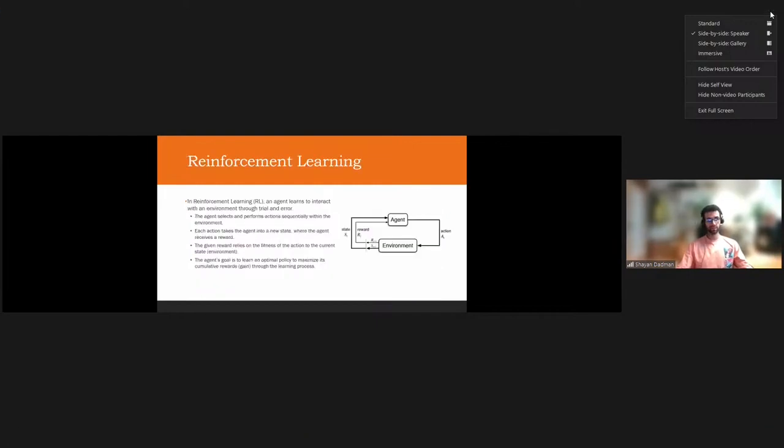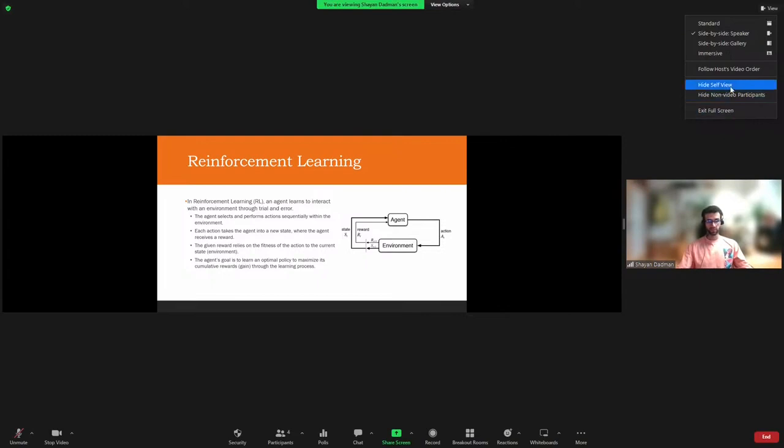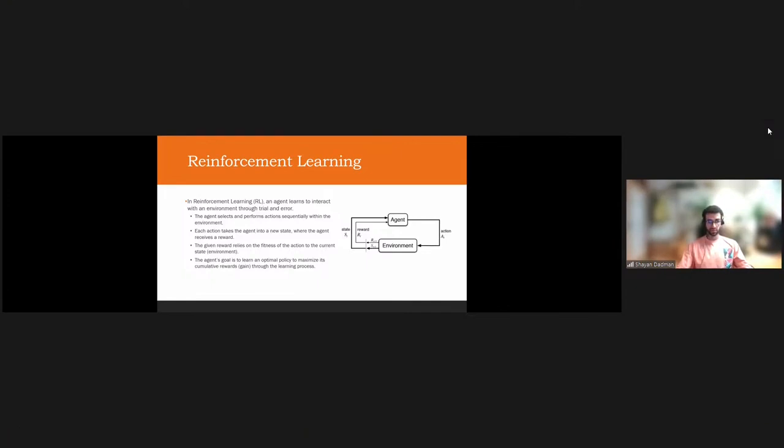The next architecture is reinforcement learning. In reinforcement learning, an agent learns to interact with the environment through trial and error. The agent selects and performs actions sequentially within the environment. Each action takes the agent into a new state where the agent receives a reward. The given reward relies on the fitness of the action to the current state of the environment. The agent's goal is to learn an optimal policy to maximize its cumulative rewards, or gain, through the learning process.